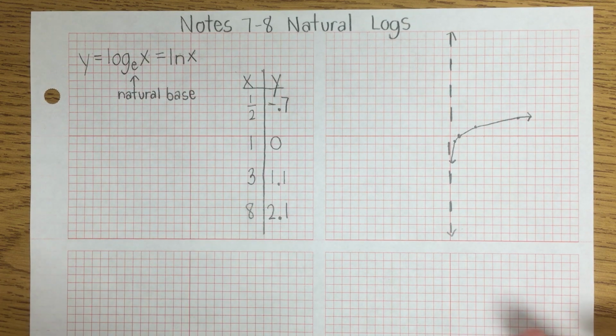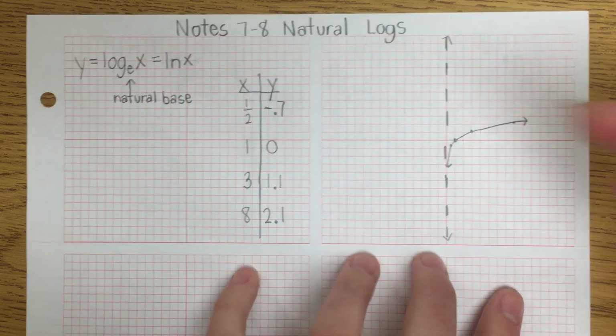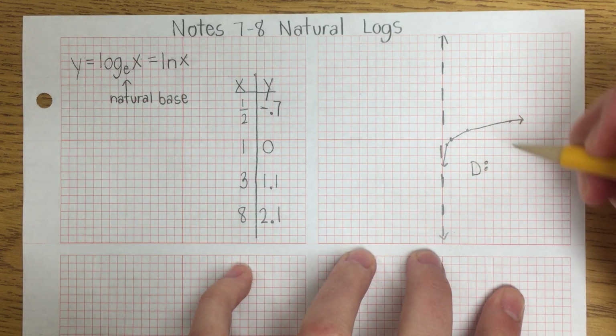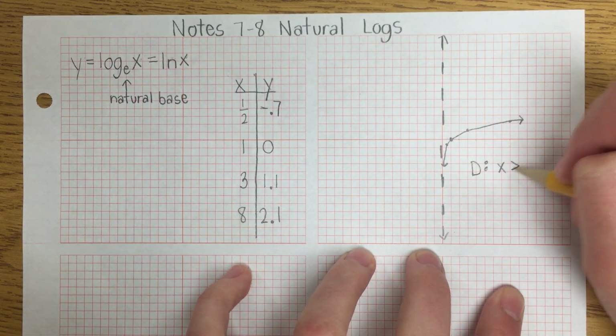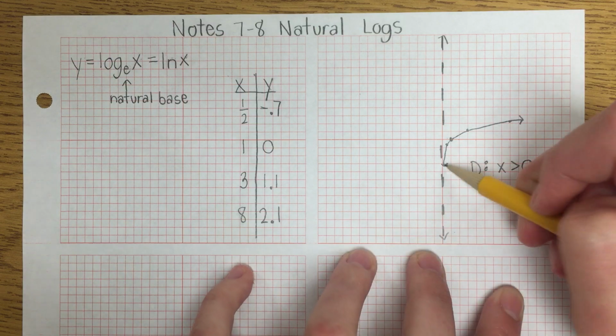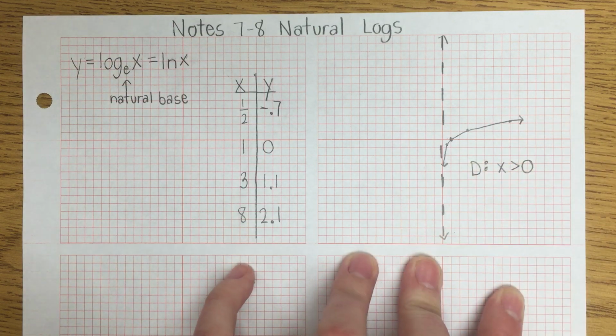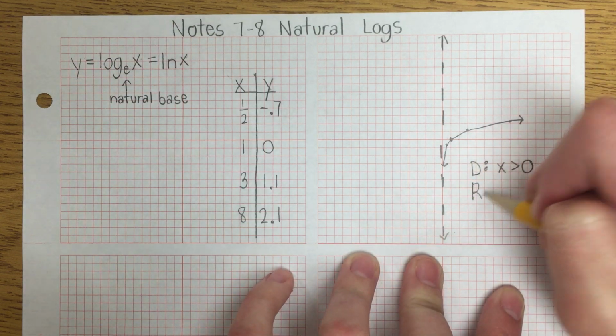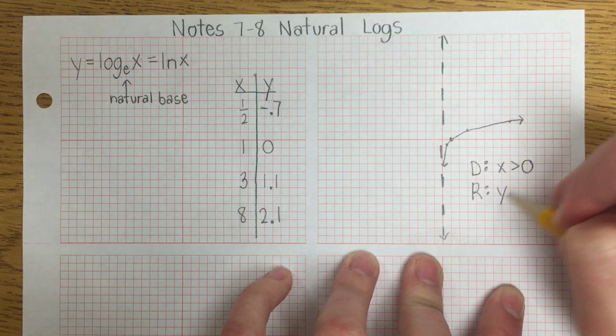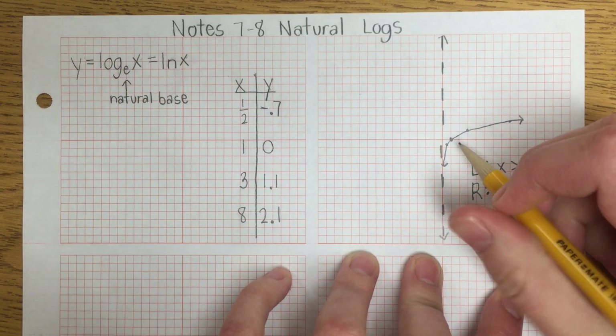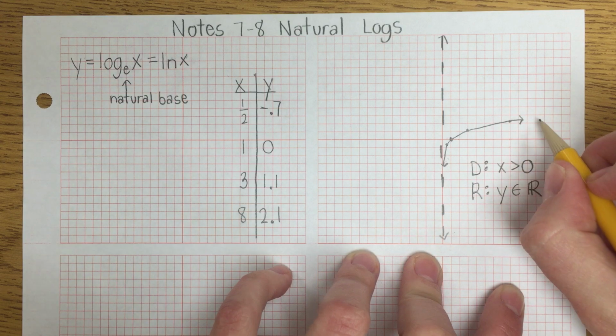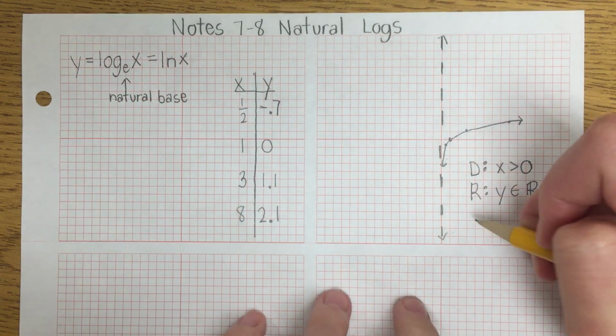So very similarly to our other log graphs, the domain for this guy, because of the asymptote, is going to be x is greater than 0. It's just going to hug this line here but never touch it. Our range is going to be all real numbers because it's going to essentially go all the way down and all the way up eventually.